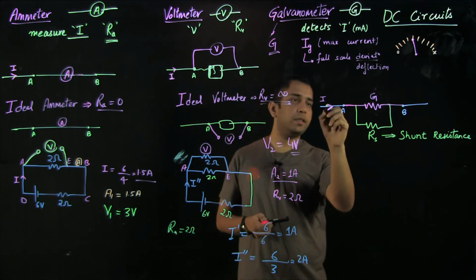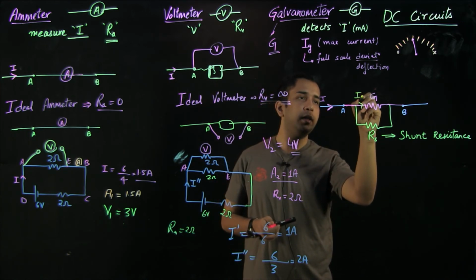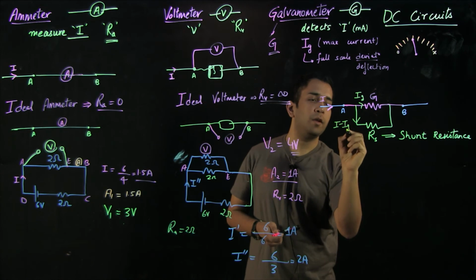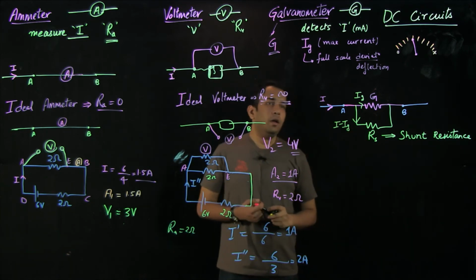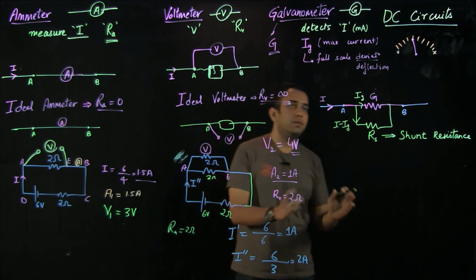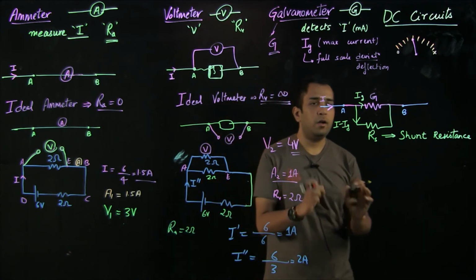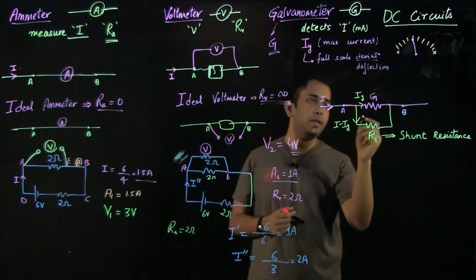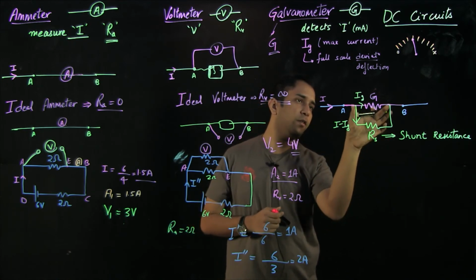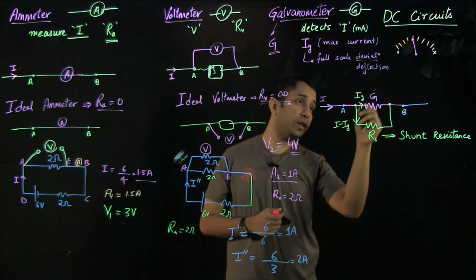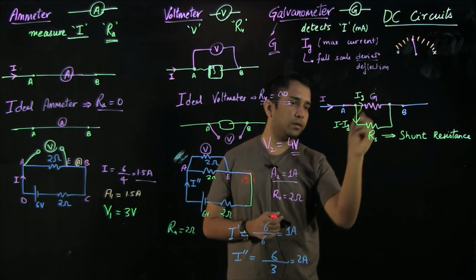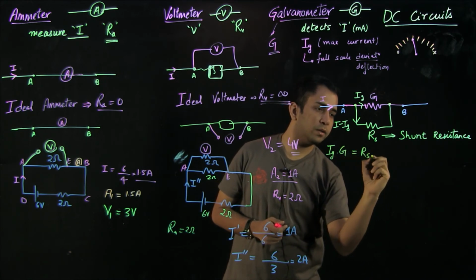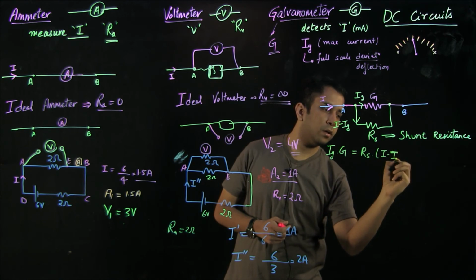Now what will happen is that this I will come, but only Ig will go through the galvanometer, and the rest of the current, which is I minus Ig, will go through this shunt resistance. In this way, the galvanometer keeps functioning properly, and because Rs is selected by us, we are able to measure this I as well. Because these are in parallel combination, the voltage difference across these two points remains the same between the galvanometer and the shunt resistance. So I can write that Ig into G equals Rs into (I minus Ig).